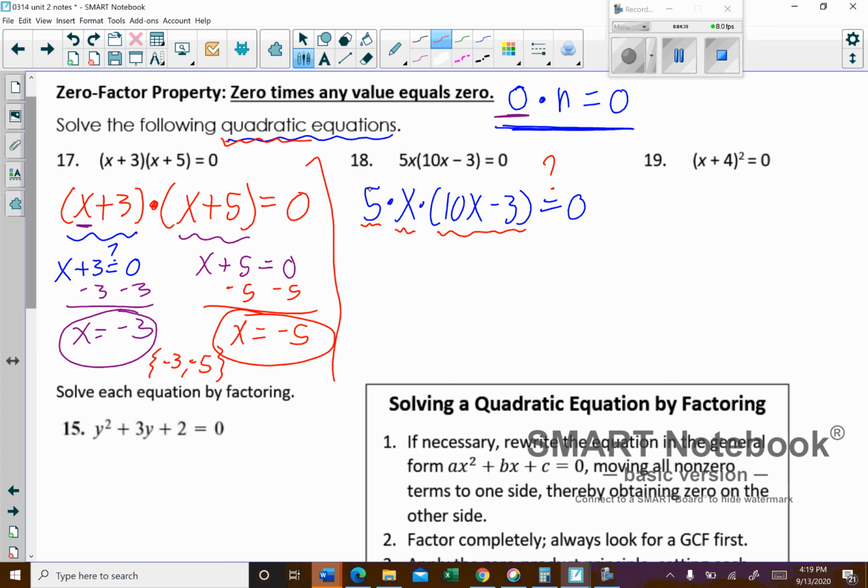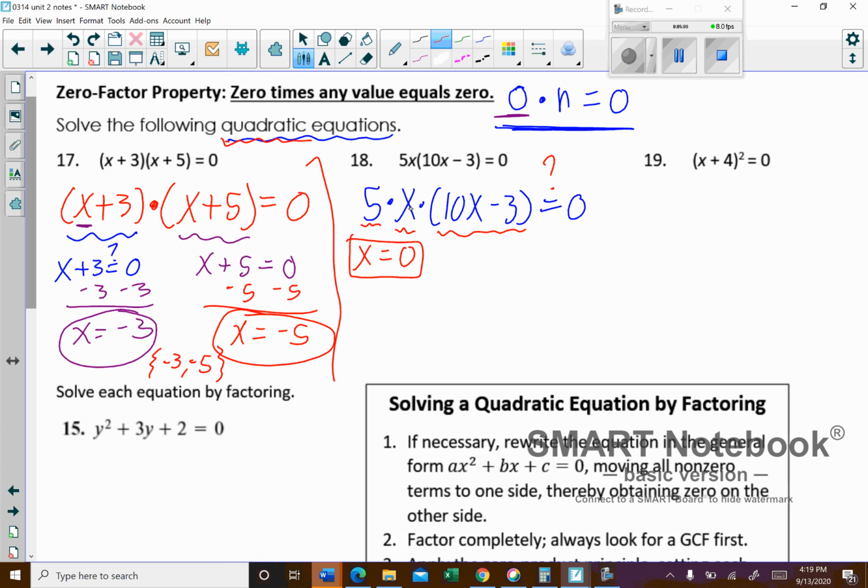So we've got a 5, we've got an x, and then we have times 10x minus 3. That's in parentheses, so that all goes together. So you look at each one. Okay, so the 5, I can't really do anything about the 5. But the x, what could I do to make that 0? Well, I could just go ahead and make it 0, right? There we go. That's actually one of my answers right there.